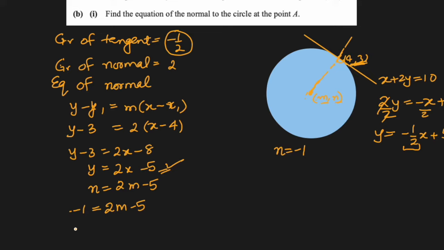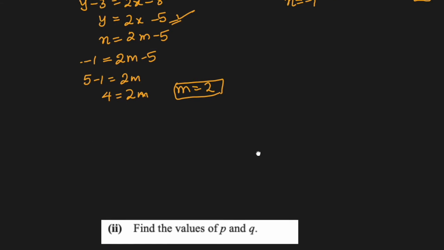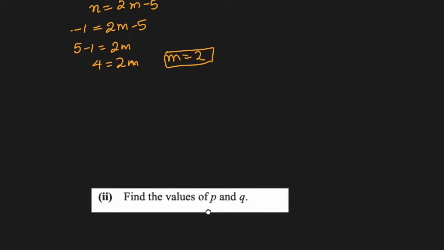Let's bring minus 5 to the other side. 5 minus 1 equal to 2m. So 4 is equal to 2m. So m is equal to 4 divided by 2. So 2, minus 1 are the coordinates of the center, and they're saying find the equation of, oh, sorry, not this one. Find the values of P and Q, right?